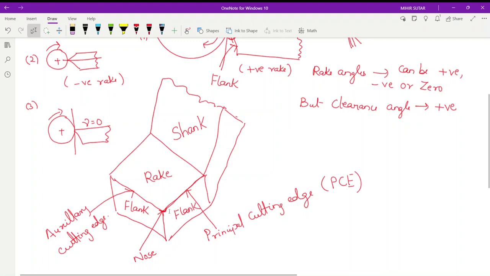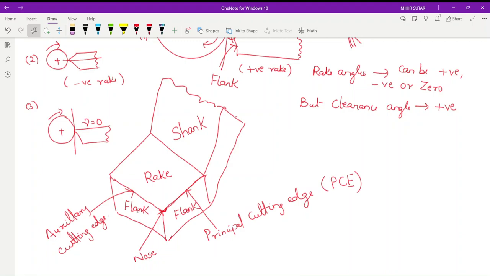It is the point where the side cutting edge, that means the principal cutting edge, as well as the auxiliary cutting edge meet or intersect. What is this principal cutting edge? It is formed by the intersection of your rake surface and the principal flank surface. What is the auxiliary cutting edge? This is the auxiliary cutting edge. It is the edge formed by the intersection of the rake surface and the auxiliary flank. So this was all about your tools.